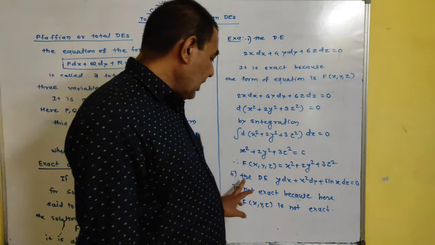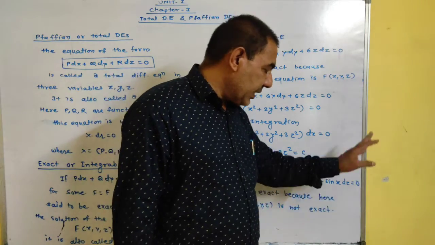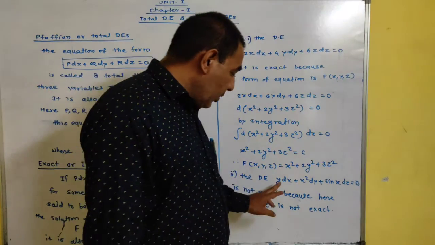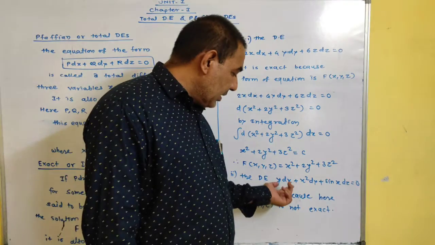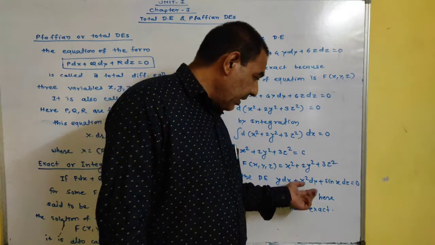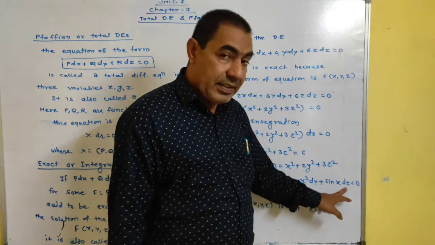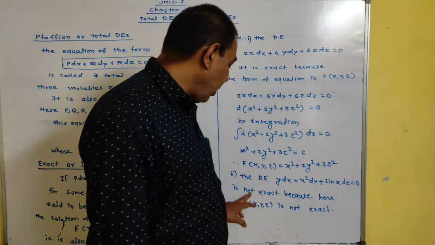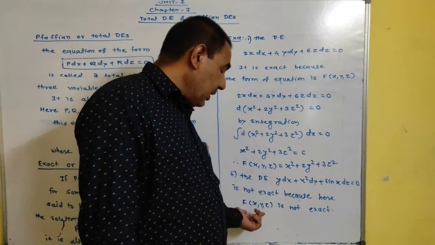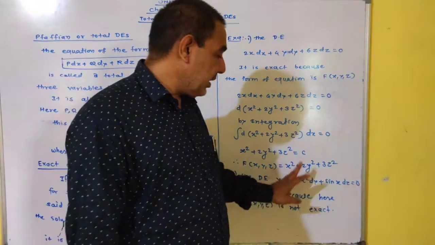And the differential equation y dx plus x square dy plus sin x dz equal to 0 is not exact. Why not exact? Because here y dx is not of the form x dx, x square dy is not y dy, and sin x dz is not z dz. The form is not equal to the form of f of x, y, z. That means this equation is not exact.